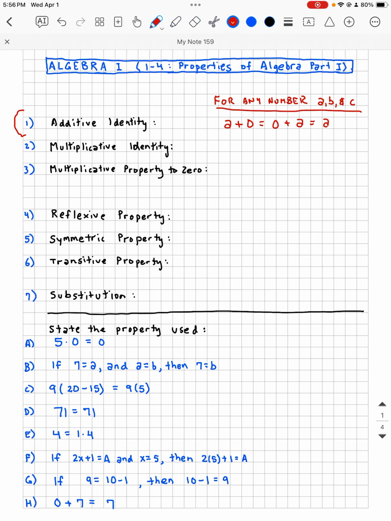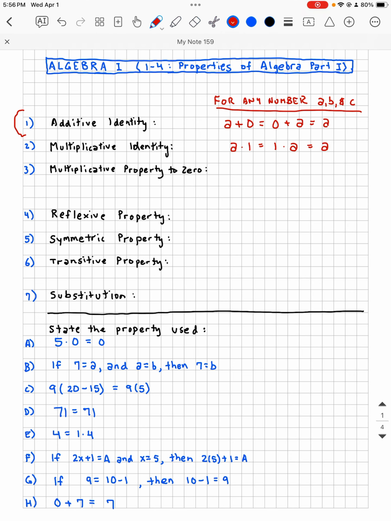For the next one, the multiplicative identity, it's kind of the same idea, except it's looking at multiplying. If you take any number a and multiply by, you guessed it, 1, the result is equal to 1 multiplied by the number a, and that is equal to a itself, just the same.